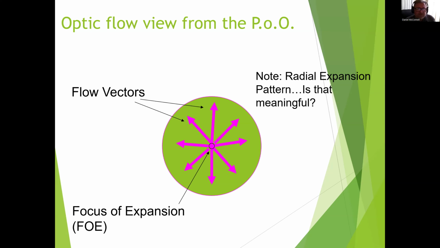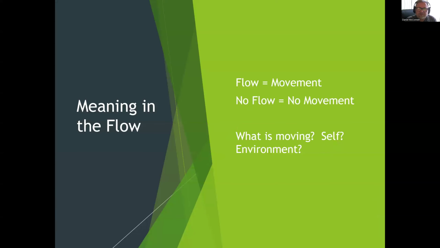And so that radial expansion pattern specifies approach. The focus of expansion specifies exactly where in the environment you're approaching. The flow vectors themselves specify movement, right? So let's think about that.